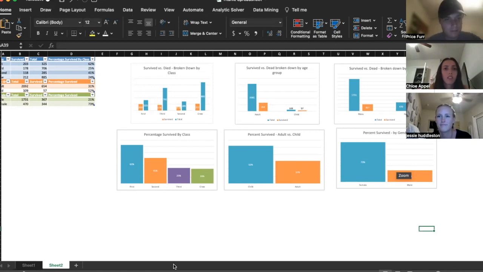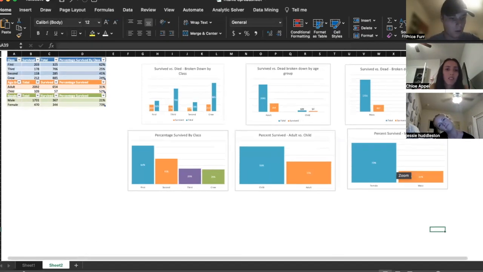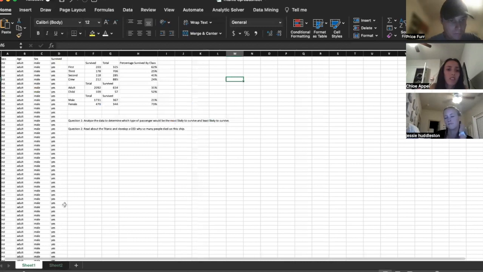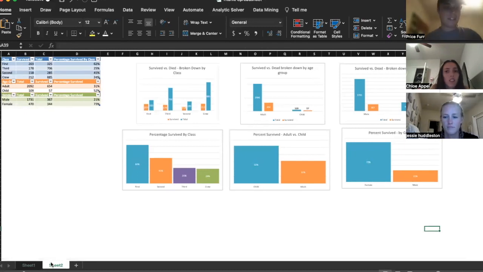So starting off with question one, analyze the data and determine which passenger would most likely survive and least likely to survive. The way that we went about this is we put it in a table and broke it down by class, age, and gender, and then put the percent survived for each one of those. And then from that, we broke those out into different charts.